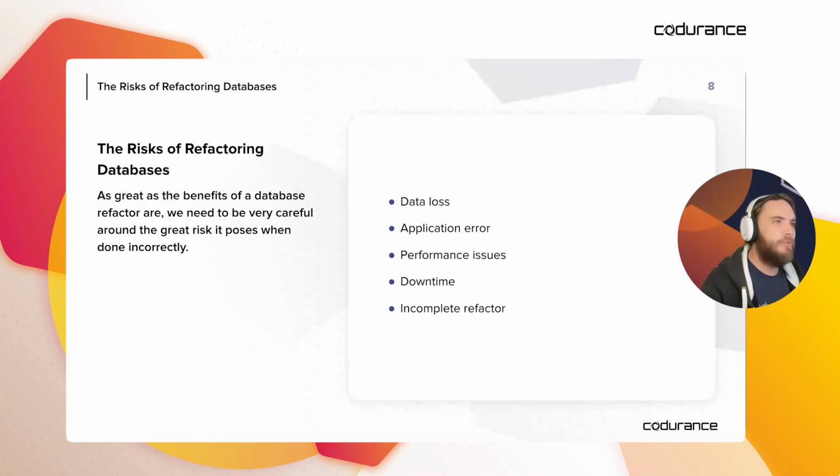Downtime. Downtime is applicable both ways. It can be part of your strategy if you choose to have downtime, but it can also be a risk if something hasn't been done correctly. As with a lot of problems, if something fails in a big way, then you can expect the system to go down or just stop being functional, which is definitely something to be concerned with. And incomplete refactor: if it's done in such a way that you have inconsistent state across the database, then of course that's going to be an issue as well. So yes, those are five of the main risks that we've identified when doing something like this.